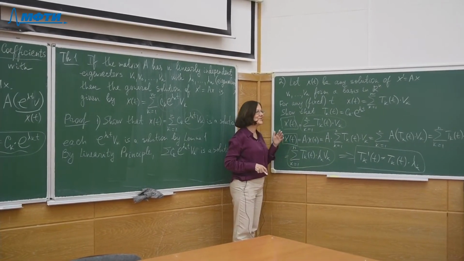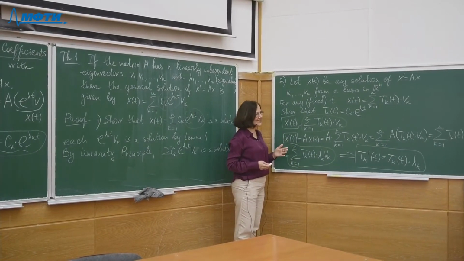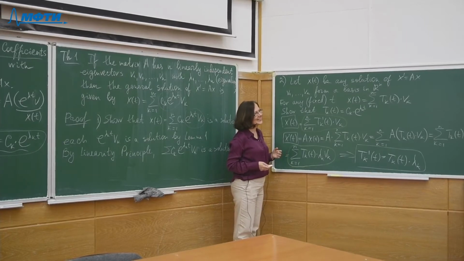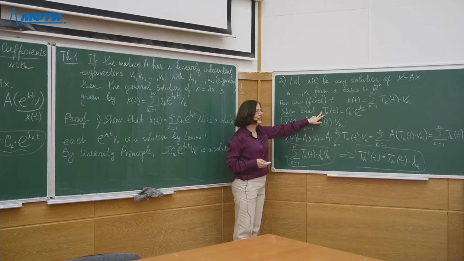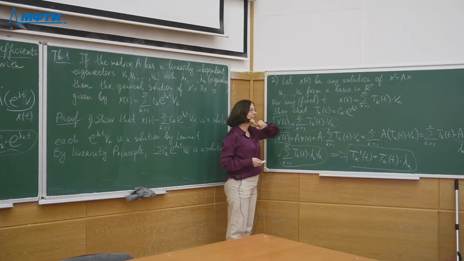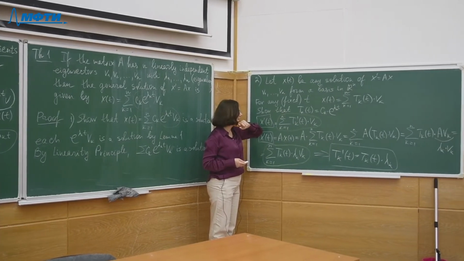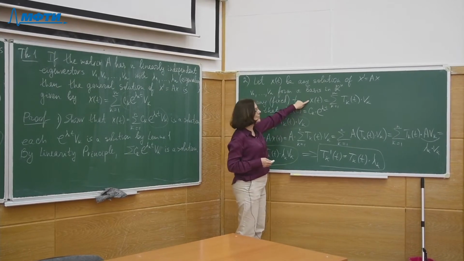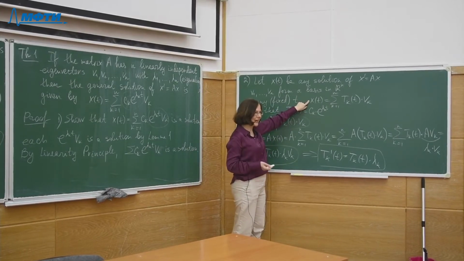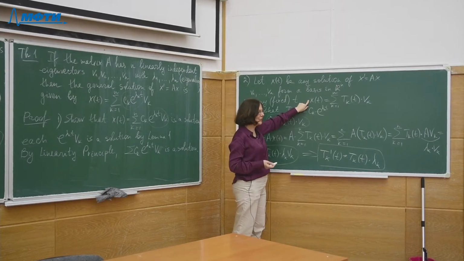I understand all the procedures you did. But my question is, we're trying to show that any solution can be represented in this form. So how does showing tk of t equals that show that any solution can be represented as the sum? Okay. So any solution can be represented in this form, right? Do you agree with this?